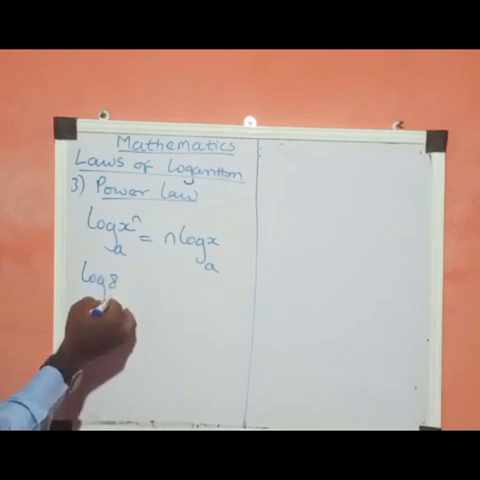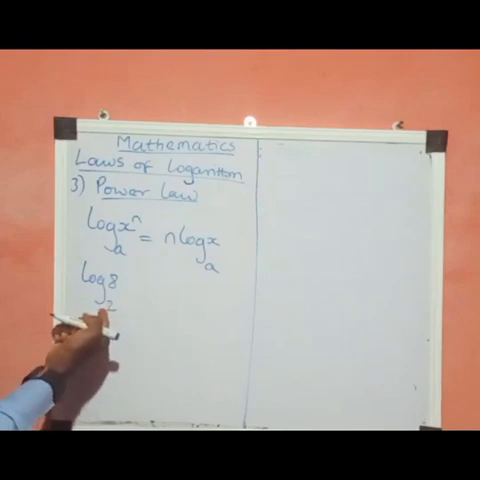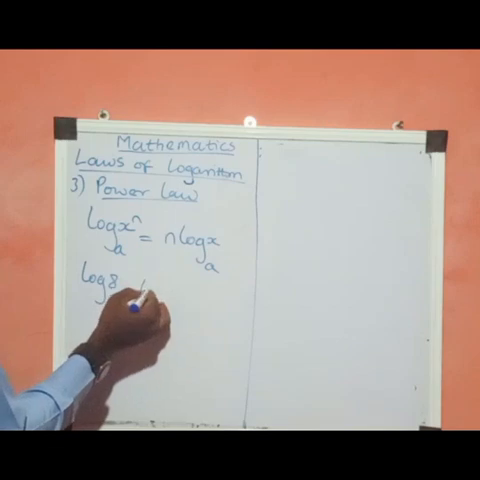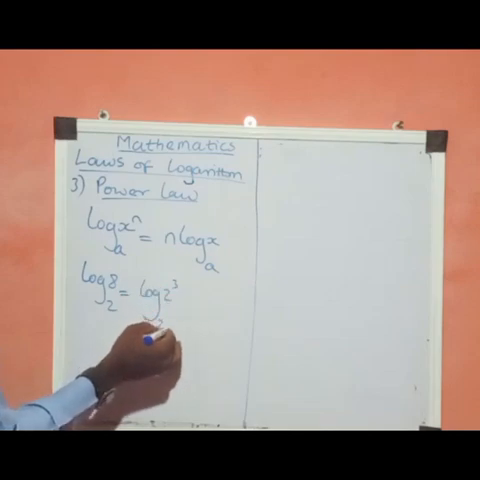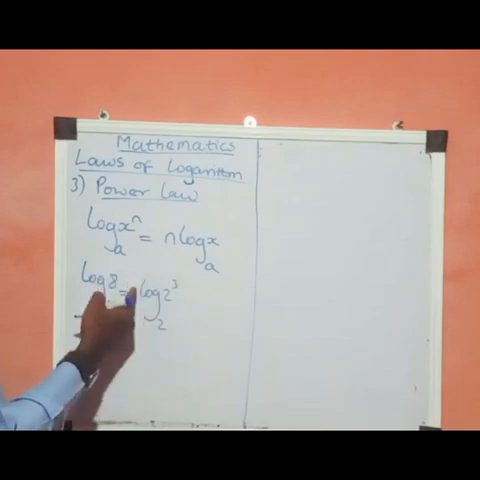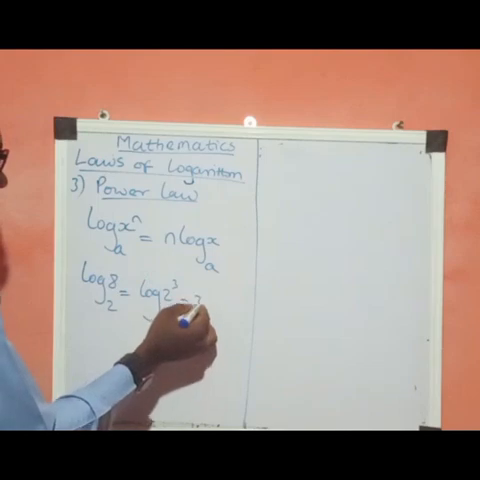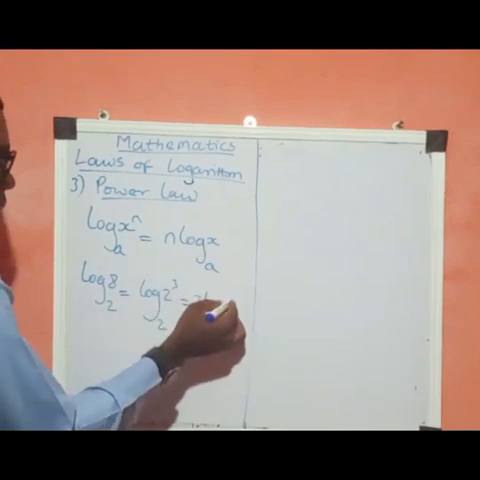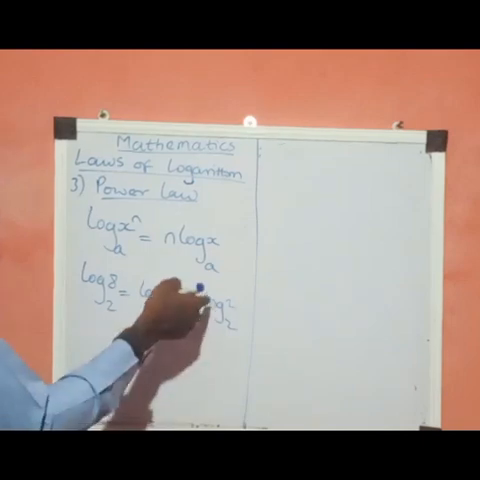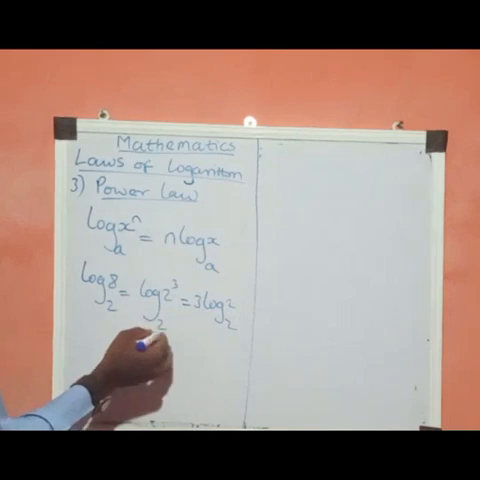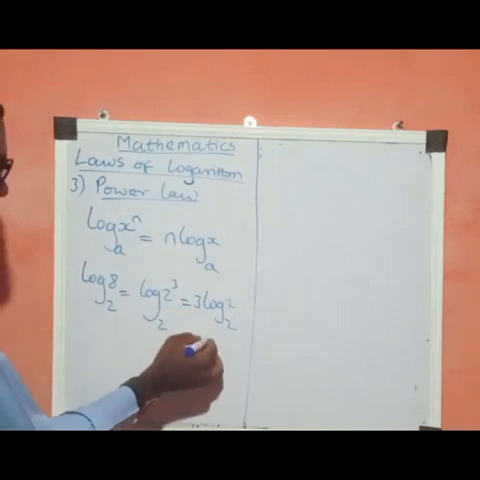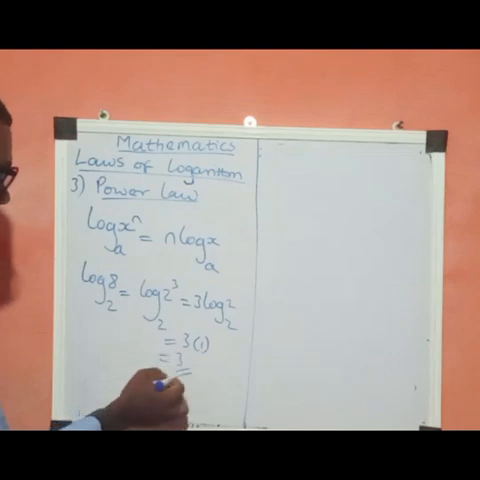Okay, so for example, if I have log 8 base 2, instead of looking for a number that I will raise to get 8, I can simply say that 8 is 2 raised to power 3. I will now bring forth this 3 so that we will have 3 log 2 base 2. And of course, the log of a number to its own base, that is another law, is 1. So this is going to be 3 into 1, and that is equal to 3 as our answer. That is the power law.